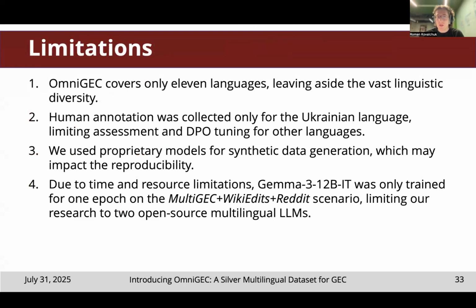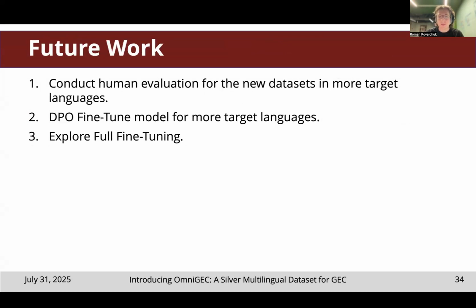Speaking about limitations, OmniGEC covers only 11 languages. Human annotation was only collected for the Ukrainian language, and we use proprietary models for synthetic data generation, which may impact reproducibility. And due to time and resource limitations, Gemma 12B was only trained on one epoch in the multi-GEC, Wiki-Edits plus Reddit scenario, limiting our research to 2 open-source multilingual LLMs.